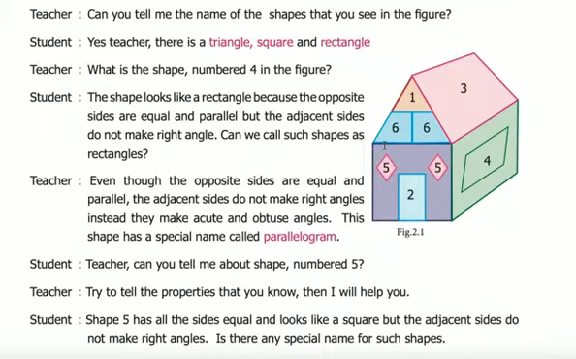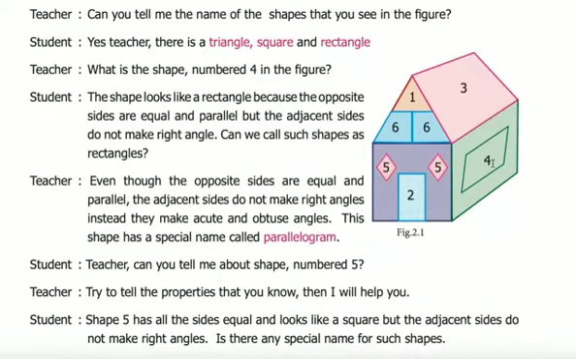Then what is the teacher saying? What is the shape numbered 4 in the figure? The shape number 4 you can see here. Okay, now what is the student saying? The shapes look like a rectangle because the opposite sides are equal and parallel, but the adjacent sides do not make right angle. Can we call such shapes as rectangles? What he told is quite correct. Opposite sides are equal. Okay, these two are equal, these two are equal for this 4.